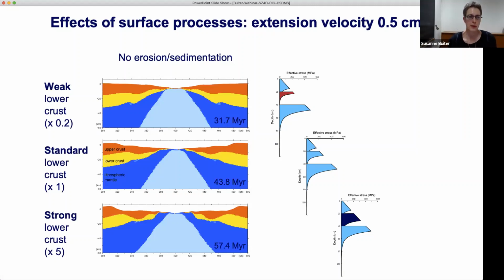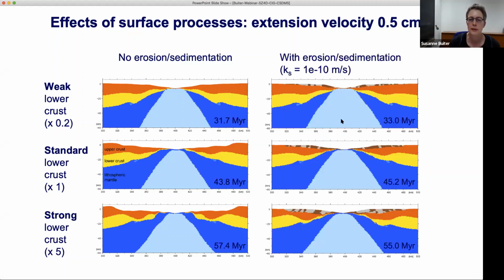Okay, so what I will show you is 3 end snapshots of a model. Time is at the bottom right. I'm focusing in on the crust. In the left column will each time be the 3 models without surface processes, for a weak lower crust, standard lower crust, strong lower crust. I show you here in the strength profiles what I mean with that. Even in the strong model, there is still a little bit of potential viscous behavior at the base of the lower crust. I first start with a low extension velocity, 0.5 centimeter here.